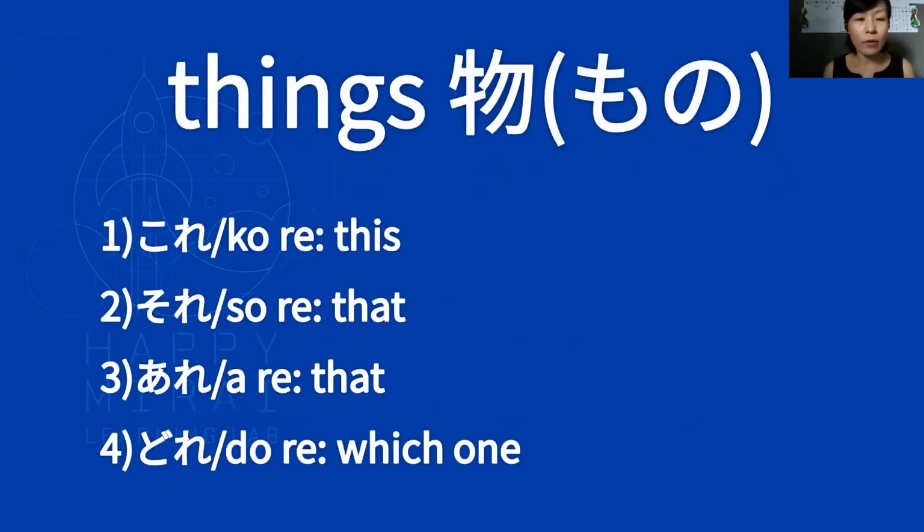Alright, referring to things. So these are very important, must-learn pronouns. Kore, this. Sore, that. Are, that. Dore, which. Oh my god, there are so many things in front of you. Which one should I choose? Dore? Which one? Dore.